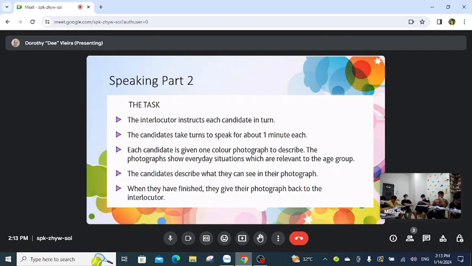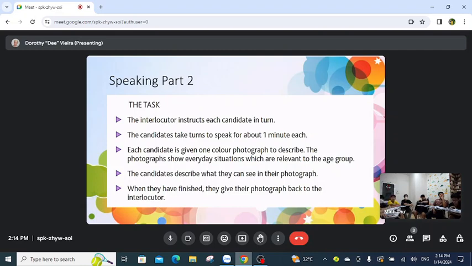Okay, so each candidate is given one color photograph to describe. You will get different photographs. So if Baron is doing the test with Bao, they will each get a different photograph and they need to describe their photographs. The photographs are everyday situations, so things that you are used to, such as students studying in a group, or a group of students at a cafe, or students in a museum, or young people relaxing together.